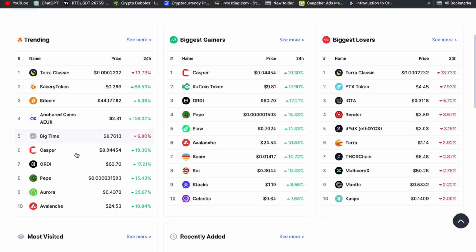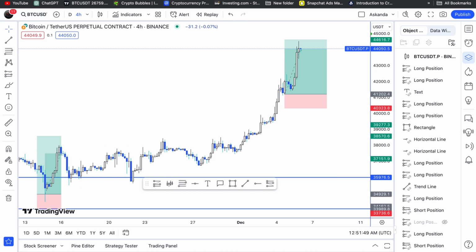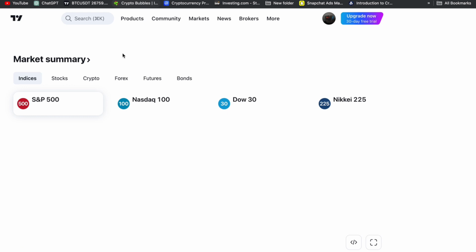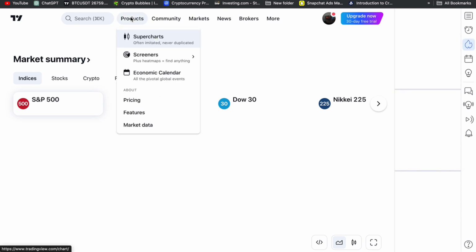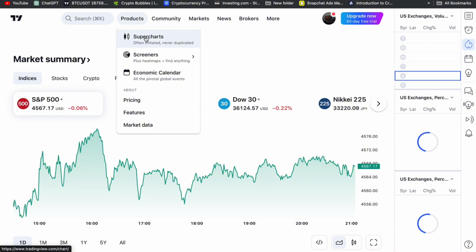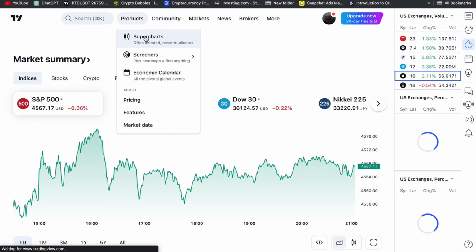The next website we are visiting is called TradingView. So you go to tradingview.com. I'm just going to start from zero here. This is the TradingView homepage. Then you click on the product section. When you click on the product section, you go to Super Chart. So you click on Super Chart here.